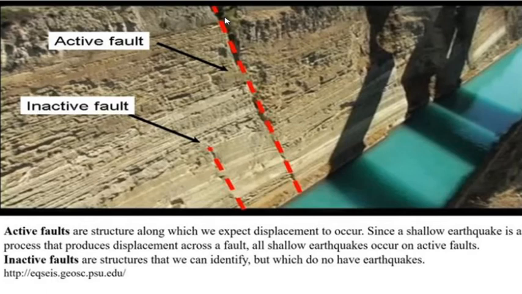Ito pong active fault ang pinakabasihan natin para posibleng magkaroon ng earthquake doon on a certain location. Okay? Nakuha nyo? Gets nyo? Right? So, in other words, inactive faults are structures that we can identify, nakikita natin, pero hindi po siya nagpo-produce ng earthquake. Yung active fault lang.